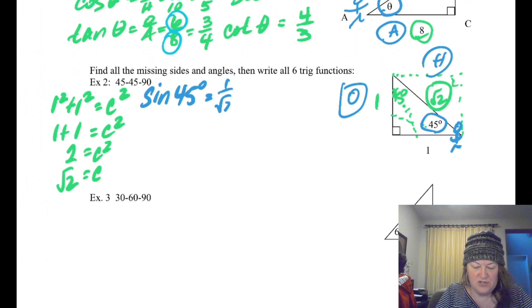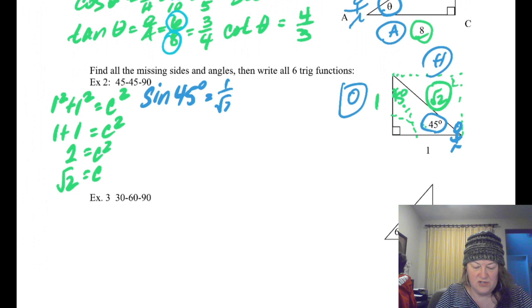Cosine of 45 degrees is going to be adjacent over hypotenuse. It is also 1 over square root of 2, so it is also going to turn into square root of 2 over 2. Okay, and then tangent of 45 is going to be O over A. O over A is 1 over 1. That's equal to 1.